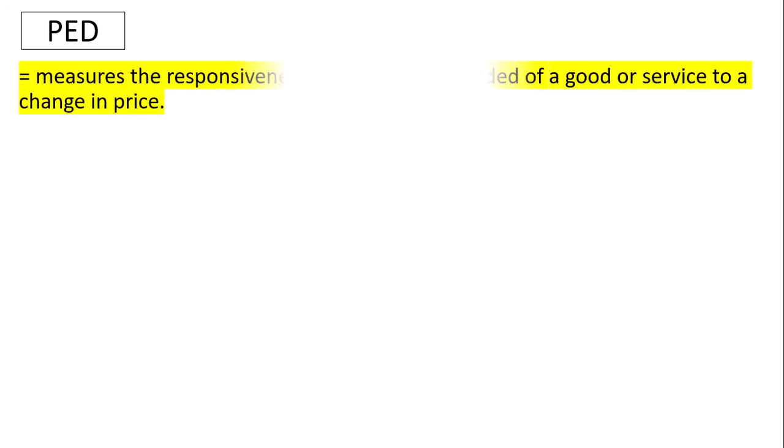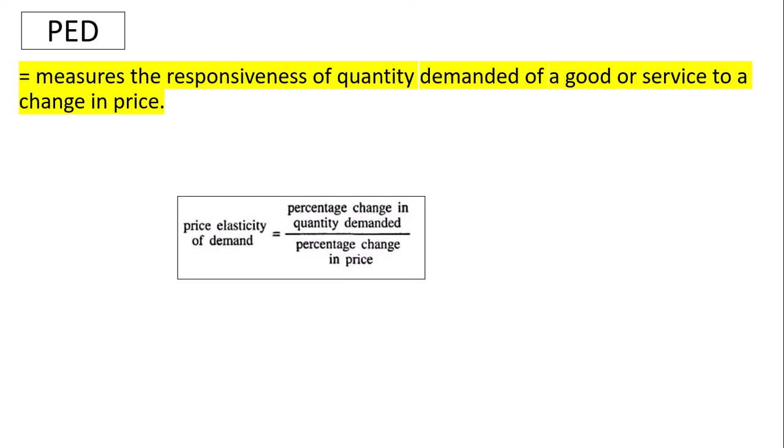Pause. Okay, so you should have that PED measures the responsiveness of quantity demanded of a good or service to a change in price. Second thing that's essential to know for PED is the formula. Pause. So you should have that it is the percentage change in quantity demanded over the percentage change in price. Okay, so remember you should always Q before you P. So the Q, quantity demanded, goes on top of the price.